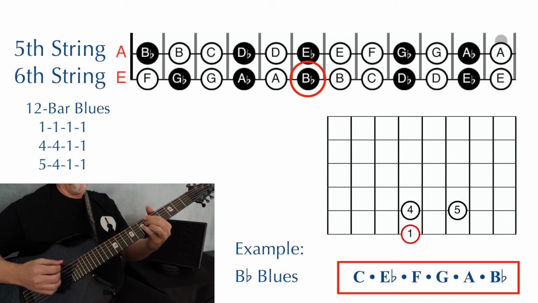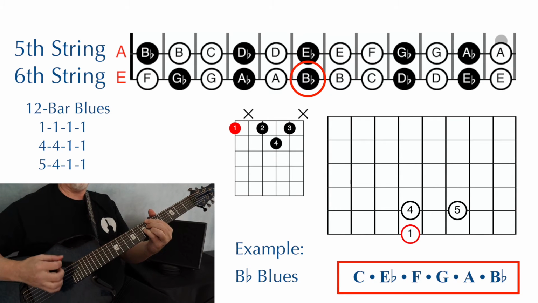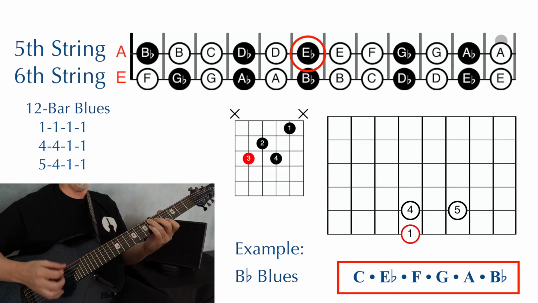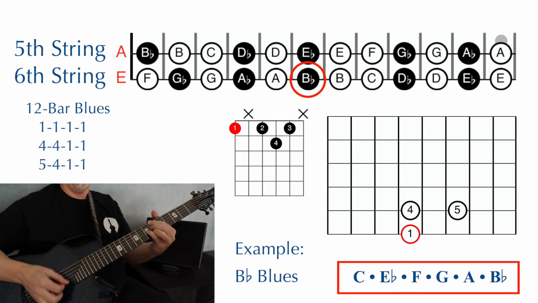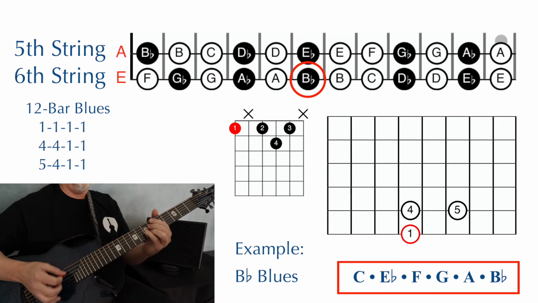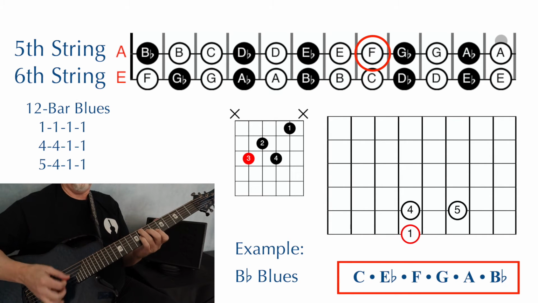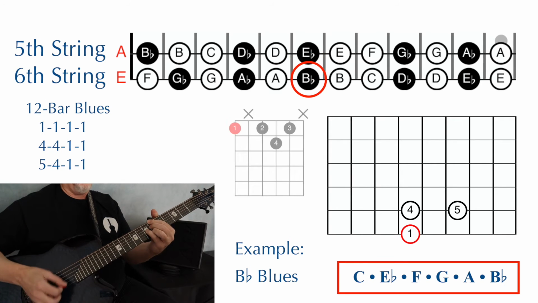So we have 1 chord for 4 measures, 2, 3, 4, 4 chord for 2 measures, back to our 1 chord for 2 measures, 5, 4, 1.